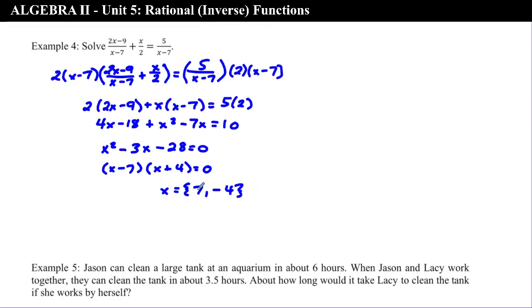Now let's check our values. If we put 7 into our original equation, we do end up with 0 on the bottom. So we have to get rid of the 7. If we put -4 in the bottom, that's okay. -4 minus 7 gives us -11. You can divide by -11, so our final answer is x equals -4. That's our one and only solution that works.